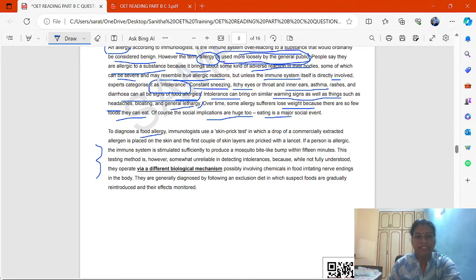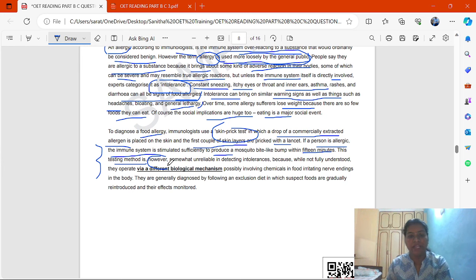For the diagnosis of food allergy, immunologists use the skin prick test, in which a drop of commercially extracted allergen is placed on the skin and the first couple of skin layers are pricked with a lancet. If the person is allergic, the immune system is stimulated sufficiently to produce a mosquito bite like bump within 15 minutes. This testing method is, however, somewhat unreliable in detecting food intolerance, because while not fully understood, they operate via a different biological mechanism.